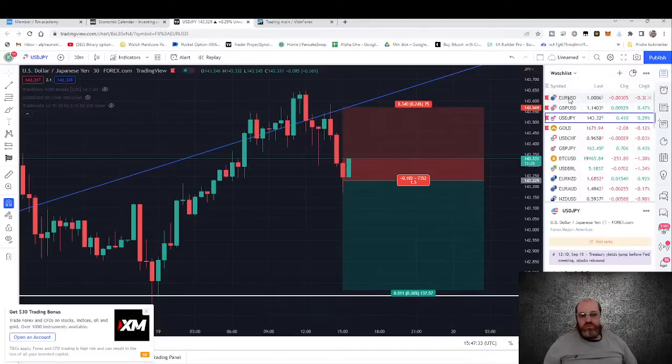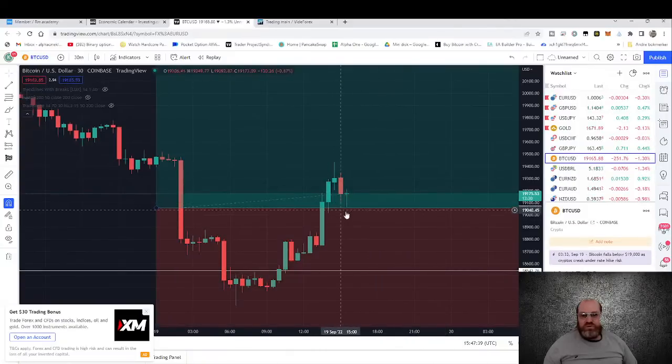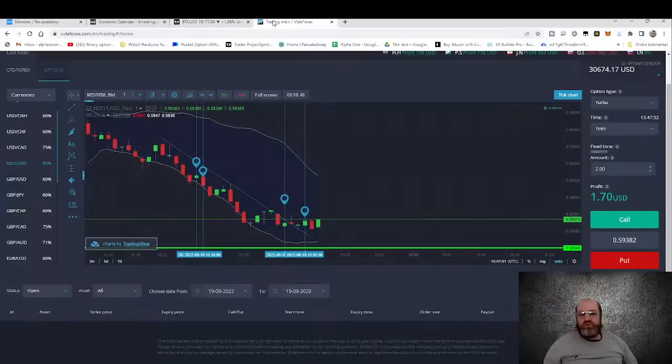So for now it looks like we're going to win 2 and lose 1, completely okay. Then we did open our Bitcoin trade. You can see that we are currently moving in profit there, so that's good. So for now we are 3 in the money and 1 out of the money. And with binary option today, we are currently in profit.